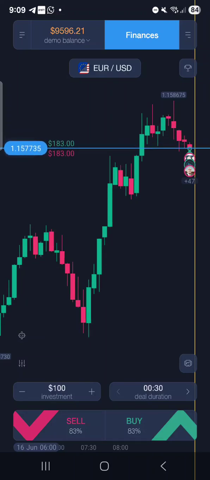You can test using demo. Then when you have understood and are more familiar, you can fund your wallet using the promo code in the group or in the description of this video, and you are going to get extra bonuses that you can use to trade. So this is the basics of how to use Expert Option.